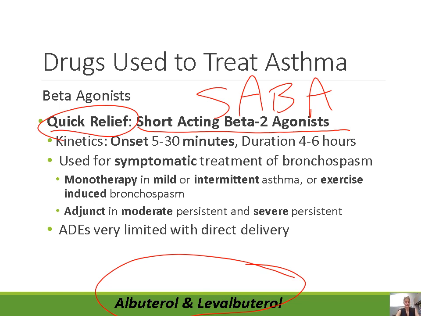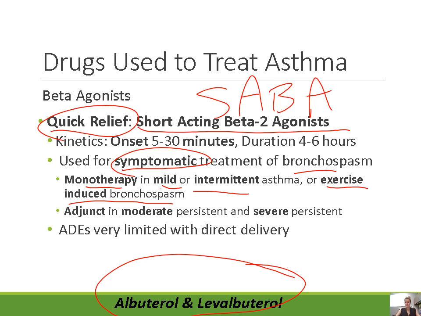Albuterol is very commonly used. These are used again for quick relief of symptoms. They are used for symptomatic treatment of bronchospasm. They can be used alone, so as monotherapy, in mild or intermittent asthma. So either intermittent asthma or mild persistent asthma. Also in exercise-induced bronchospasm, which we'll talk about in just a second.